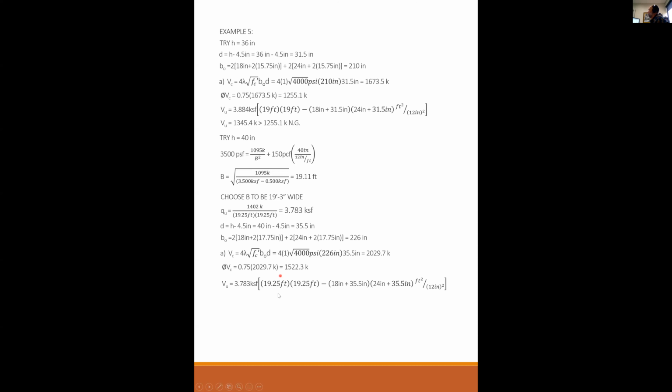3.783 times the whole footing minus the hole is 1318.2 kips. We now have a footing that works. I'm going to recheck my one-way shear because I added quite a bit of weight to this thing.